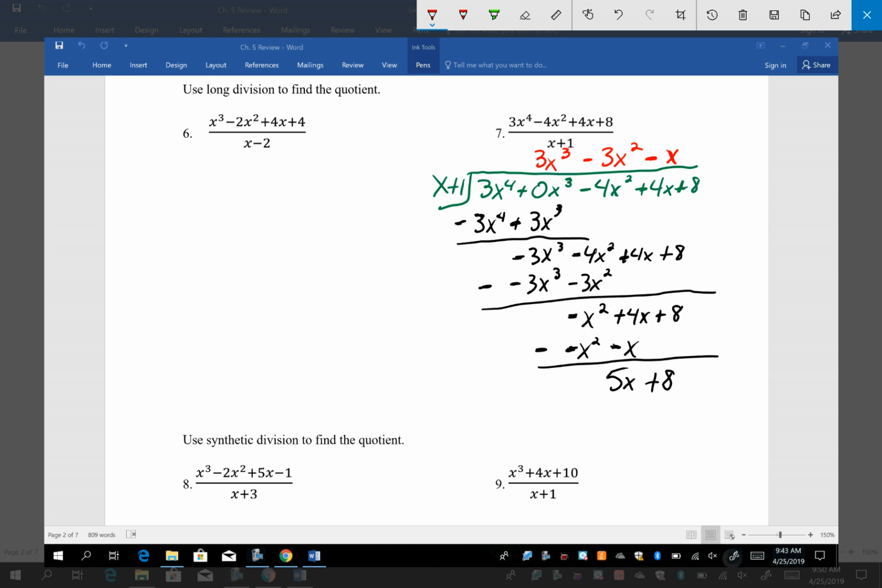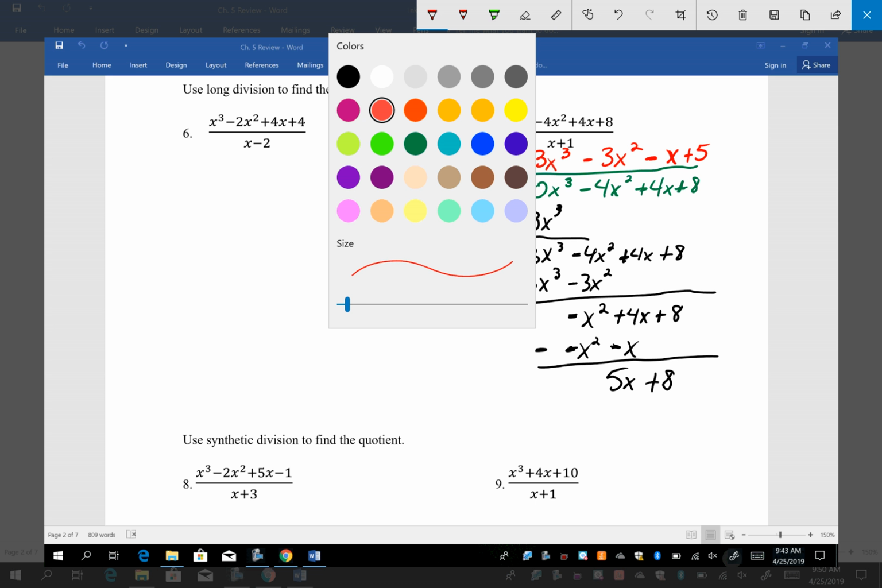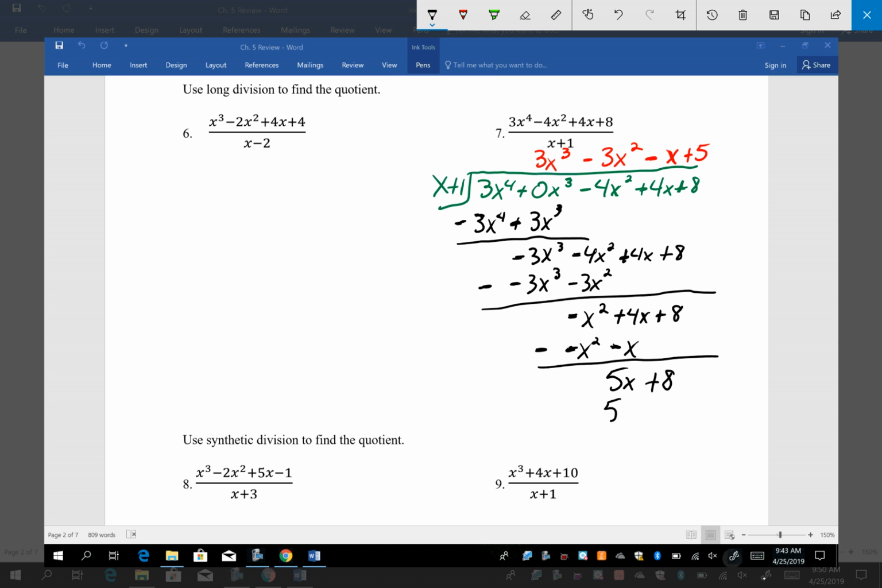Okay. How many times does x go into 5x? 5 times, so plus 5. So that's going to be 5x plus 5. And we subtract, you get your remainder of 3. Very good.